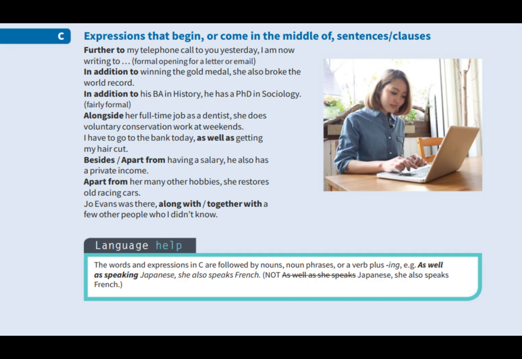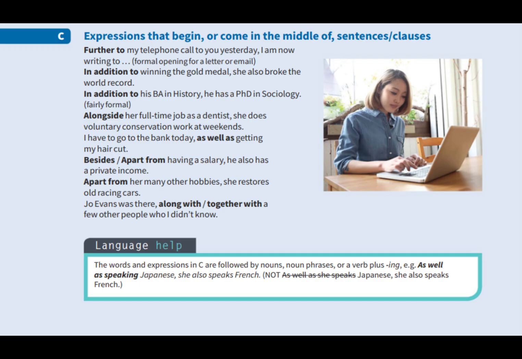The expressions along with and together with show that additional people or things were present. For example, Joe Evans was there, along with a few other people whom I did not know. We can also say, Joe Evans was there, together with a few other people whom I did not know.